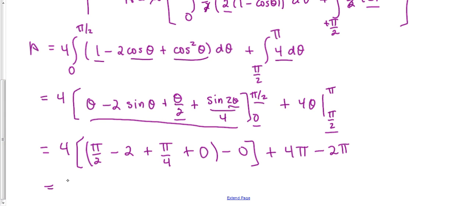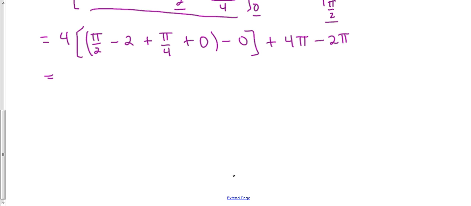And I can do a little algebra here. I'm going to end up with 2 pi minus 8 plus pi, and then this is going to give me another 2 pi. And so I'm going to end up with 5 pi minus 8.